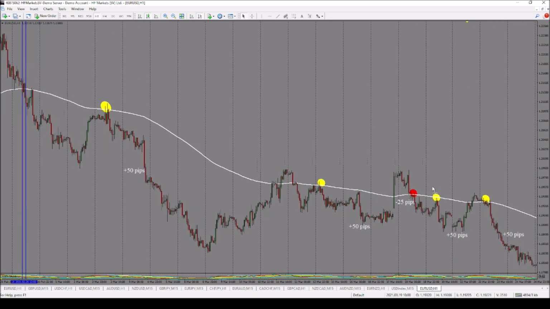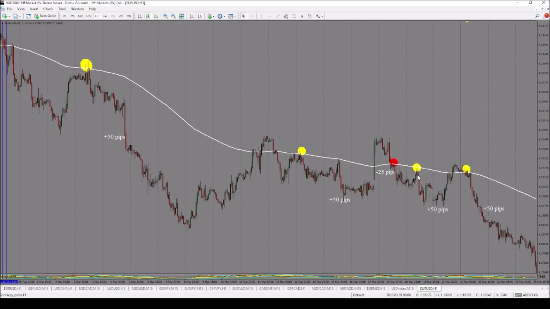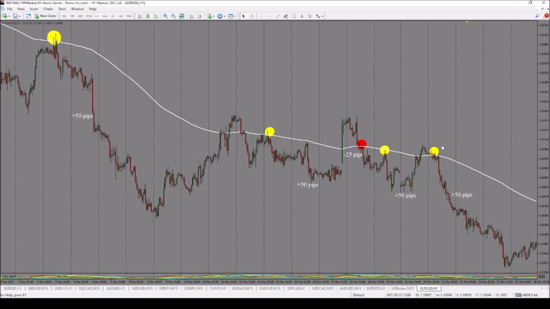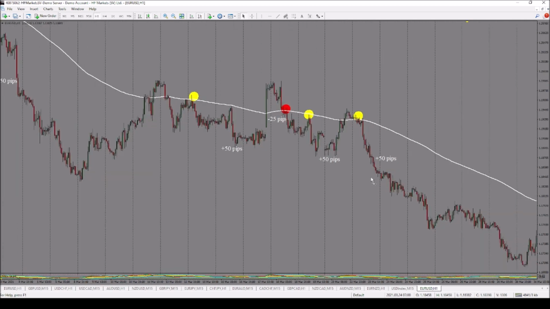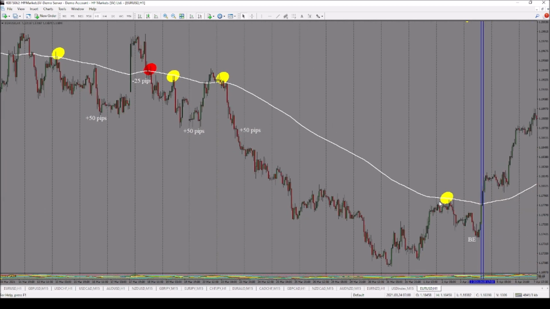Then since the market is now below the 200 EMA, we could get this as our entry point, and 50 pips was going to be hit, another entry point, then another 50 pips in the back. Then we go down, we can see that at this point the market came back again to the 200 EMA. However, we could not reach 50 pips at this point.